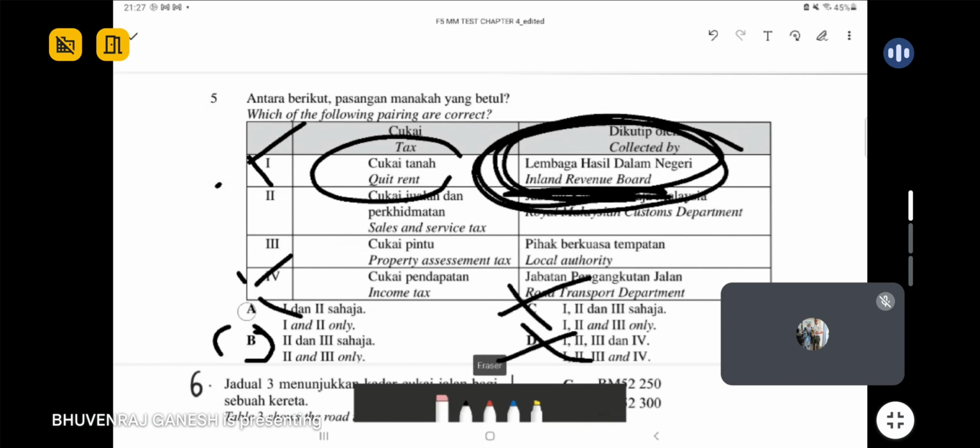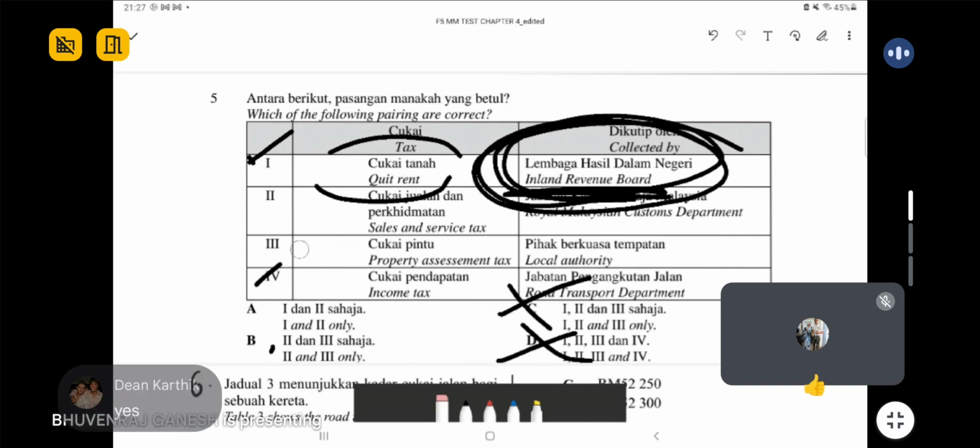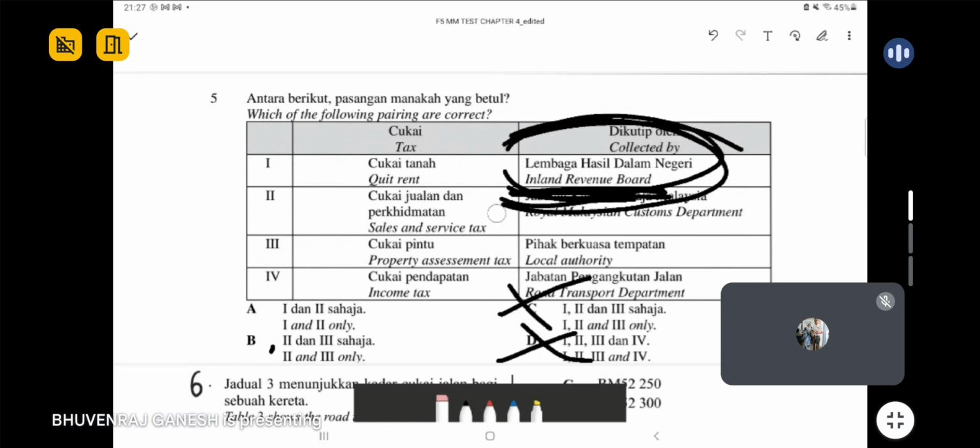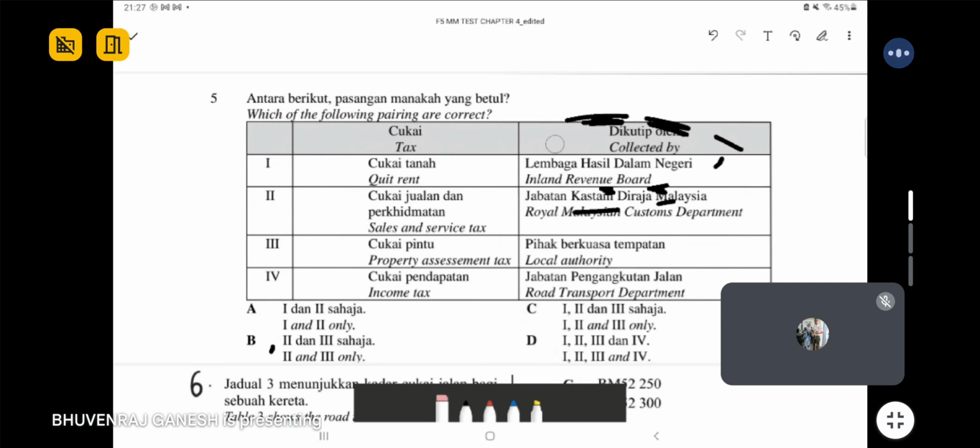This is the technique we use to answer paper 1. So that is faster. You try to spot a very clear option. Even if the other two you don't know, you try to eliminate the one you know. Then you will get the answer. Okay? So the answer you will get is B.